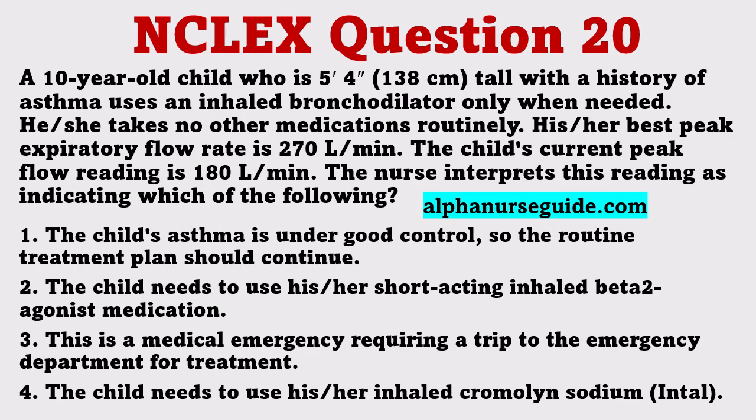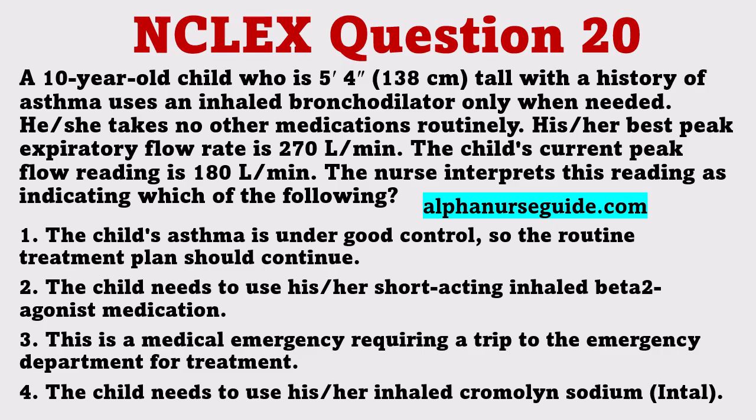A 10-year-old child who is 5'4" tall with a history of asthma uses an inhaled bronchodilator only when needed. She takes no other medications routinely. Her best peak expiratory flow rate is 270 liters per minute. The child's current peak flow reading is 180 liters per minute. The nurse interprets this reading as indicating which of the following?